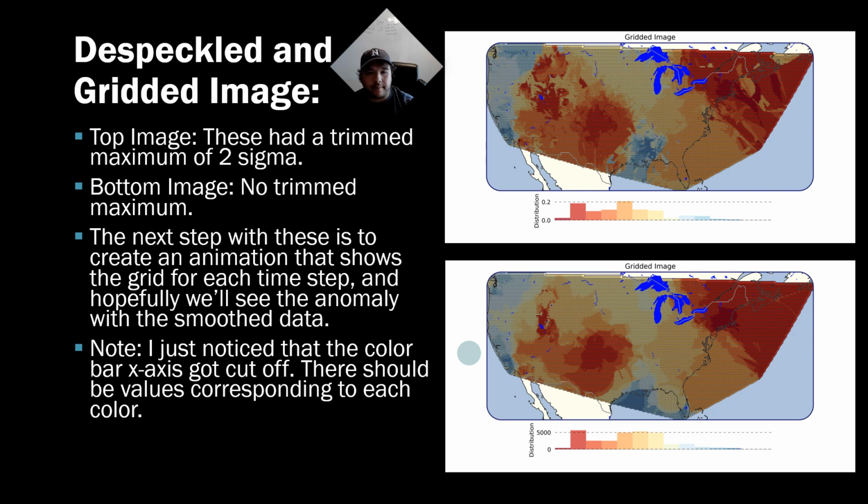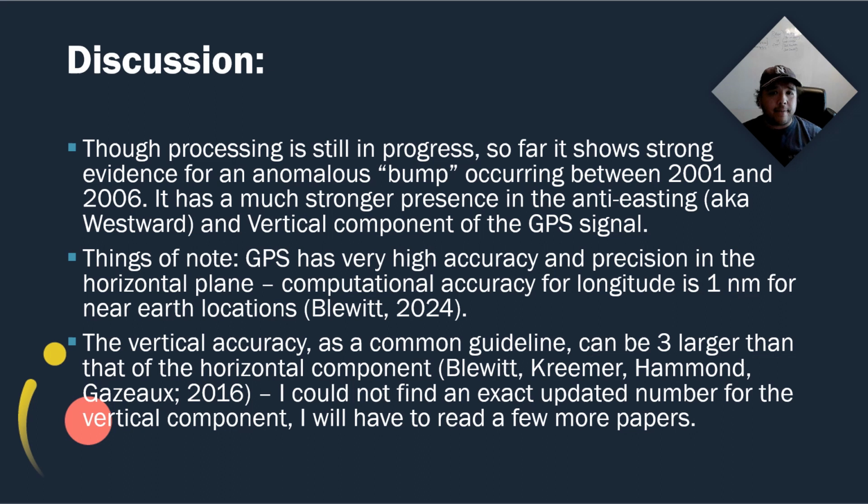I need to create animation from this. Overall, even though this processing is still a work in progress, I think it shows, and I think it's fair to say that there is evidence for an anomalous bump occurring between 2001 and 2006, specifically the peak amplitude occurring between 2003 and 2004. As shown, there's a much stronger presence in the anti-east component, aka the westward component, and the vertical component of the GPS signal.